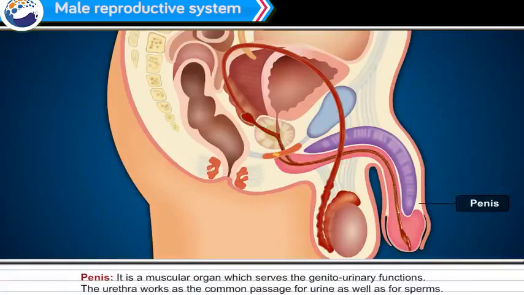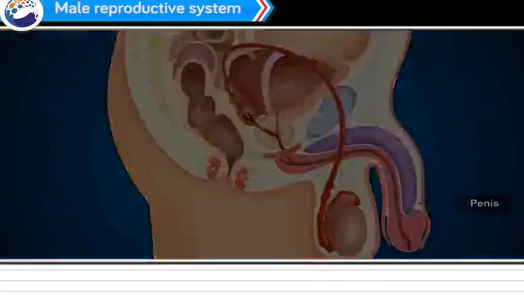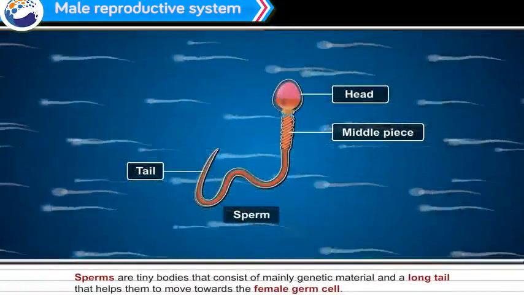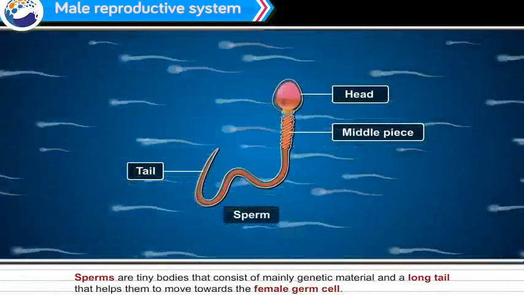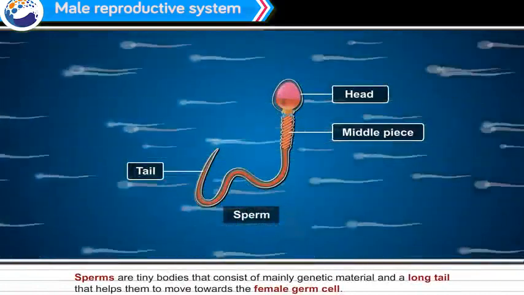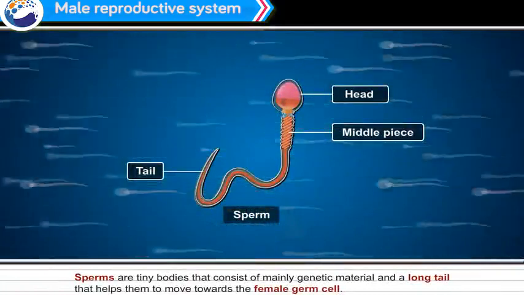F. Penis. It is the muscular organ which serves the genitourinary functions. The urethra works as the common passage for urine as well as for sperms. Sperms are tiny bodies that consist of mainly genetic material and a long tail that helps them to move towards the female germ cell.